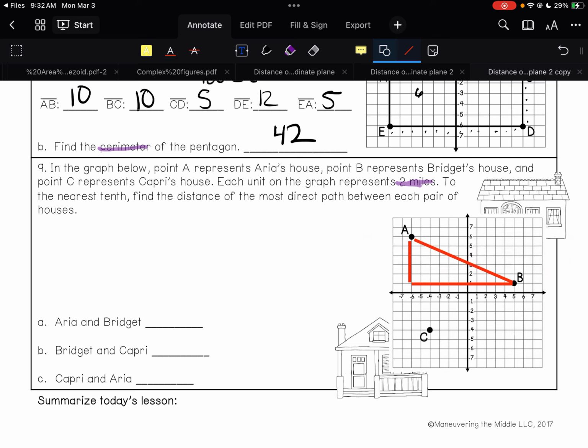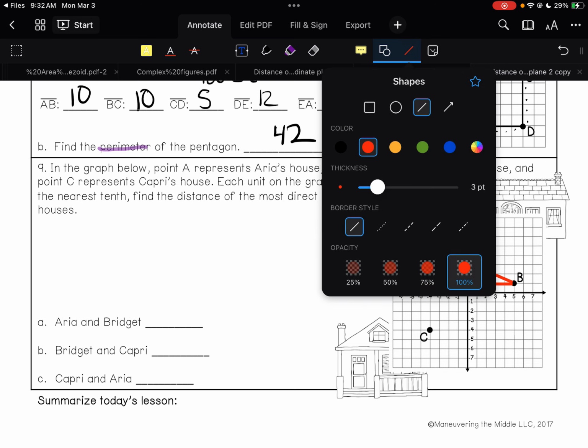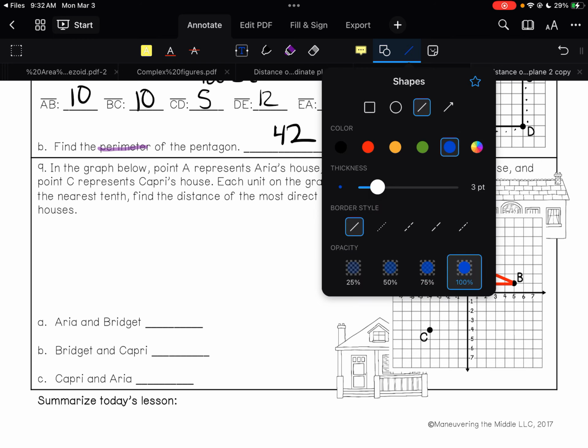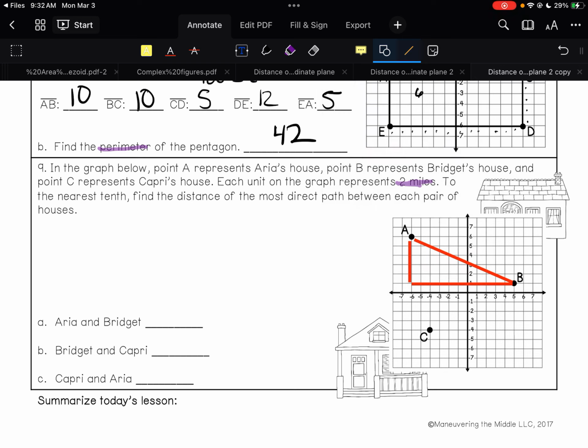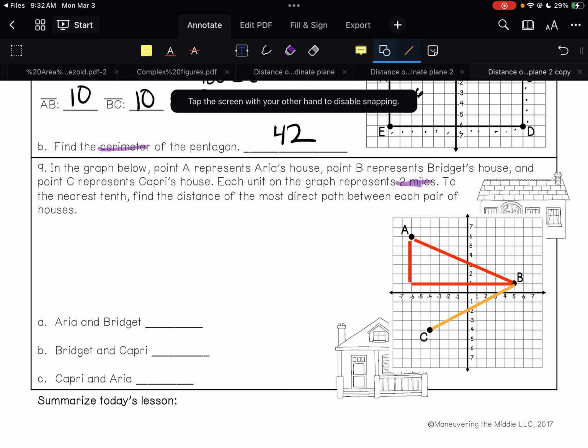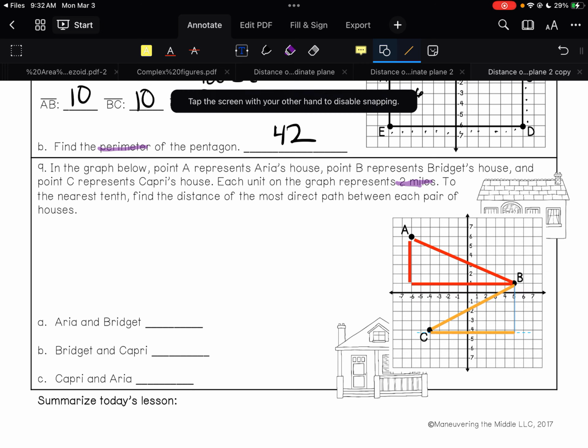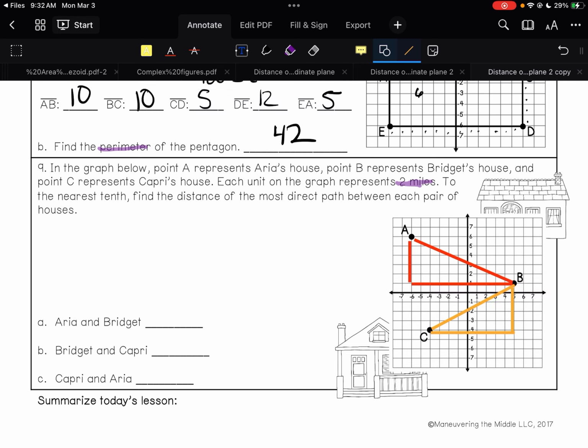I would go ahead and pause and solve this one because it does get a little complicated when you see all the triangles on one screen. Then the next one I'm going to do in orange here is going to be between Bridget's and Capri's house. And then I would pause and go solve this. Remember to multiply by 2 after you find that distance using A squared plus B squared equals C squared.